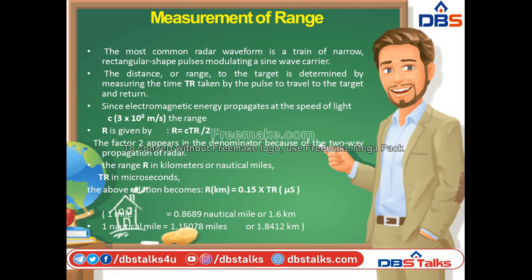So the range R in kilometers or nautical miles. That means whenever we are working with aeroplanes or aircraft systems, the speed of an aeroplane will be calculated in nautical miles, and 1 nautical mile equals 1.15078 miles or 1.8412 kilometers. Okay, and 1 mile equals 0.8689 nautical miles or 1.6 kilometers.